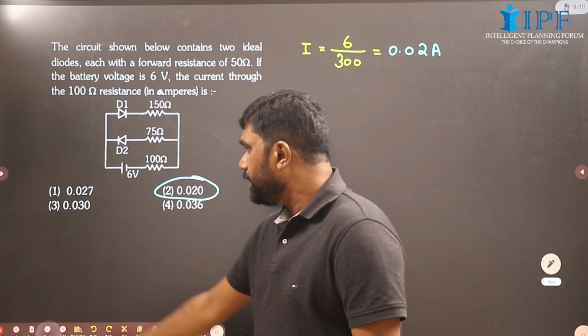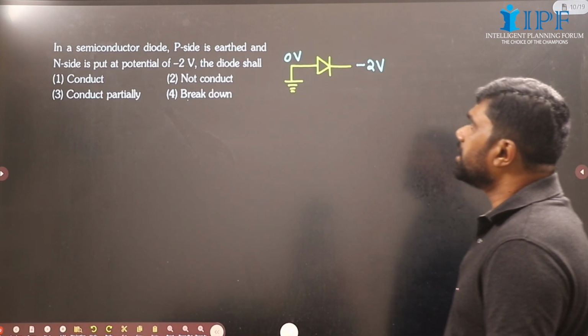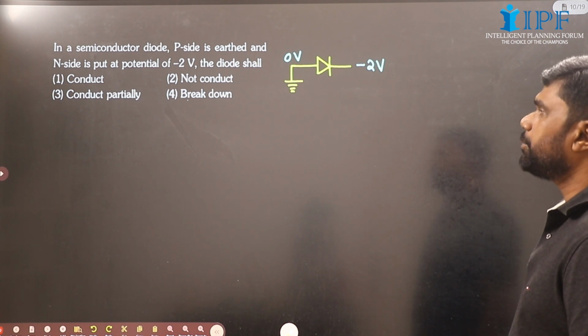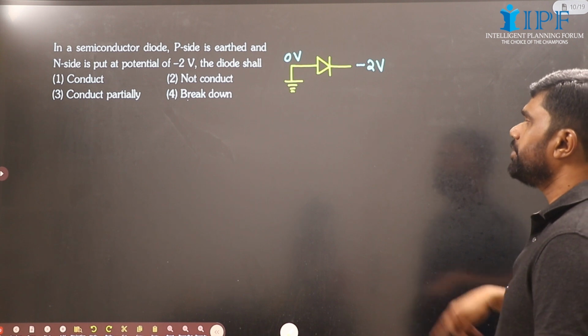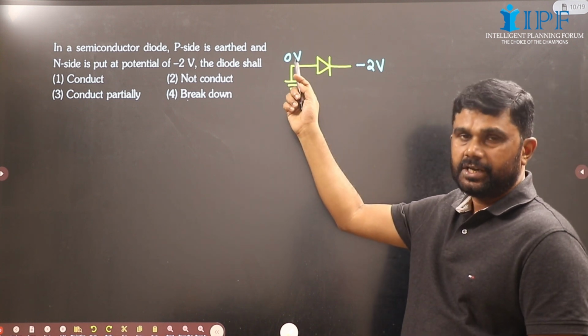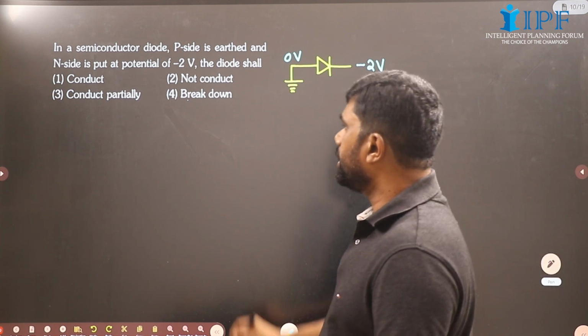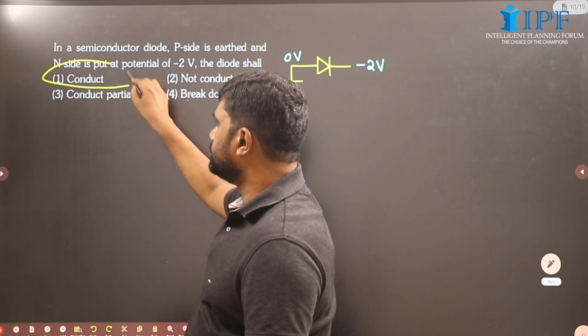Now see, in a semiconductor diode, the P side is earthed and the N side is put at a potential of minus 2 volt. So we have higher potential on the P side. It is forward biased, or conducting mode. So it will conduct.